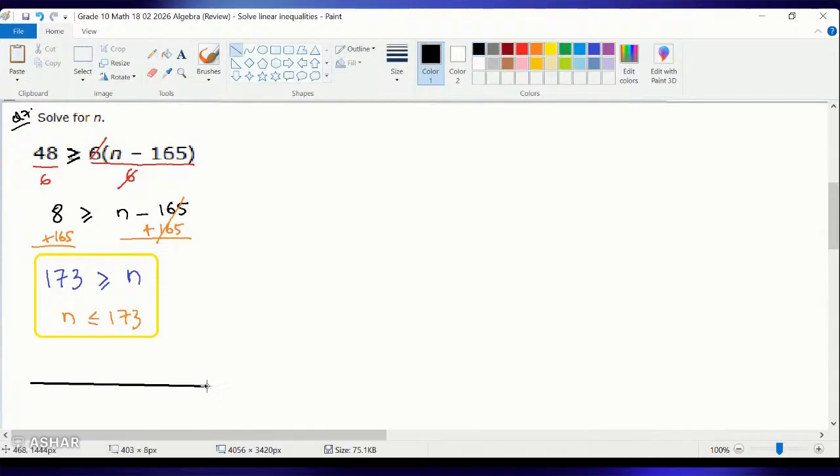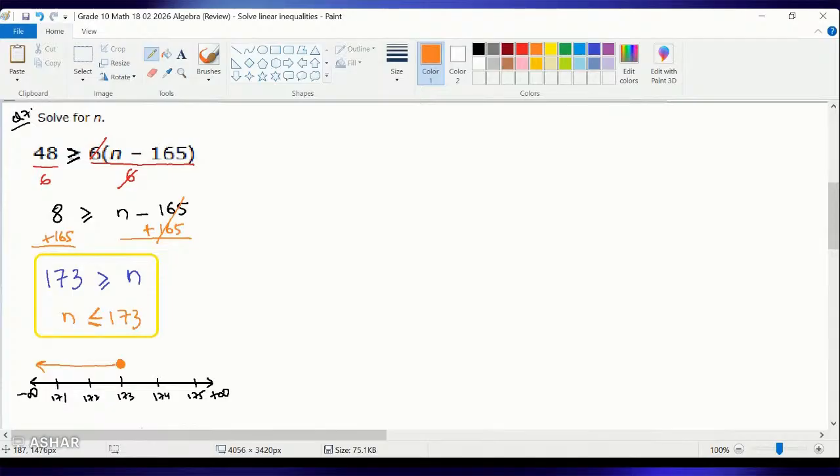Let's draw a number line. We do not have to worry about the starting point. We just need to consider the number that we have. We mark 173 in the middle, then 174, 175, and 172, 171. It says n is less than or equal to, and equal means we make a dot because it's included. A lesser value could be 172, 171 or 170, any number smaller than or equal to 173.